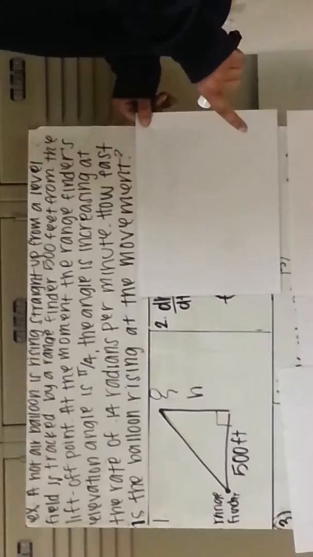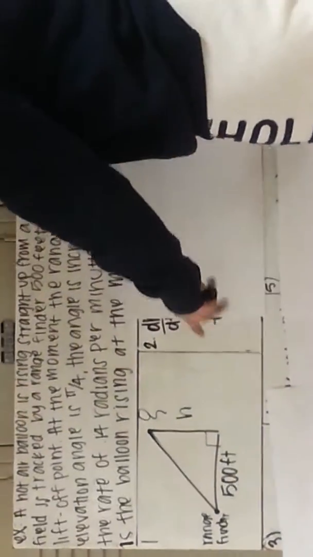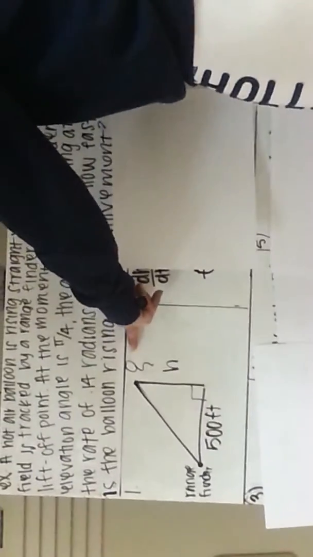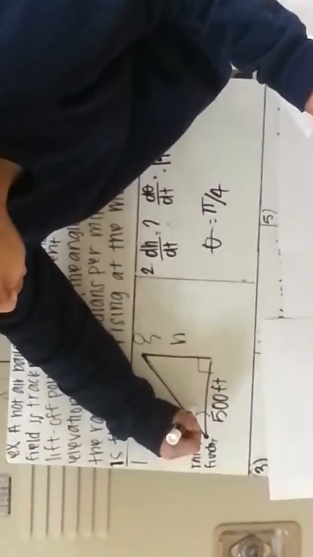In example 1, for the diagram, going based off the DREDS, step 1 is diagram. So we drew a point where the rangefinder is 500 feet away from the liftoff point, and the balloon is at the top. This shows h, and this angle here, pi over 4, is theta.